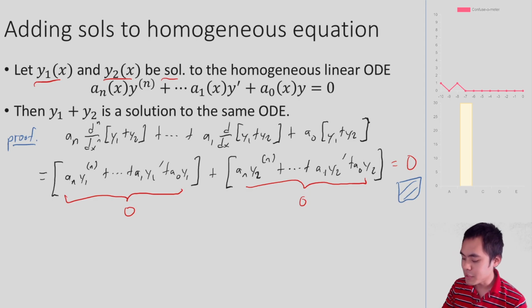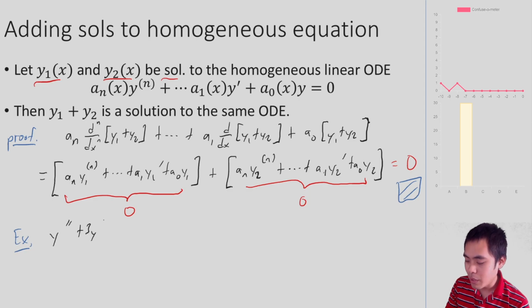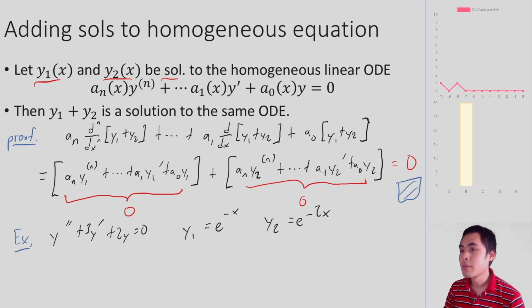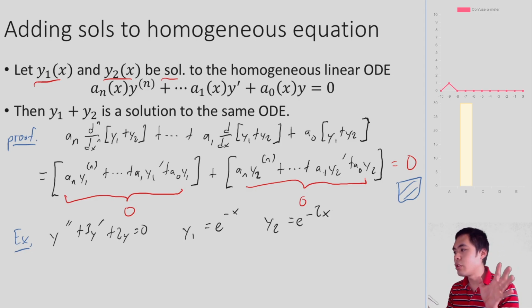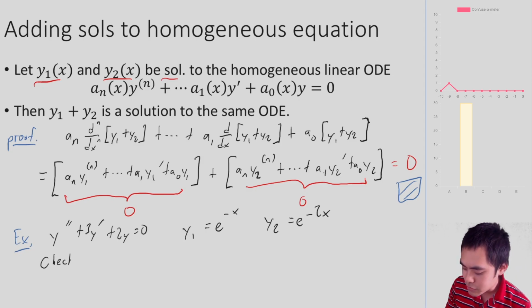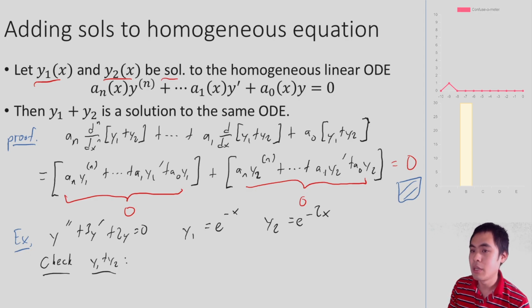Let me give an example of this. If we have y double prime plus 3y prime plus 2y is equal to 0, I'm going to give you two solutions. One of them is the one from before, e to the minus x. Another one is e to the minus 2x. You can check on your own time that these two are actually solutions. But if those two are solutions, then we know that y1 plus y2 is also a solution.